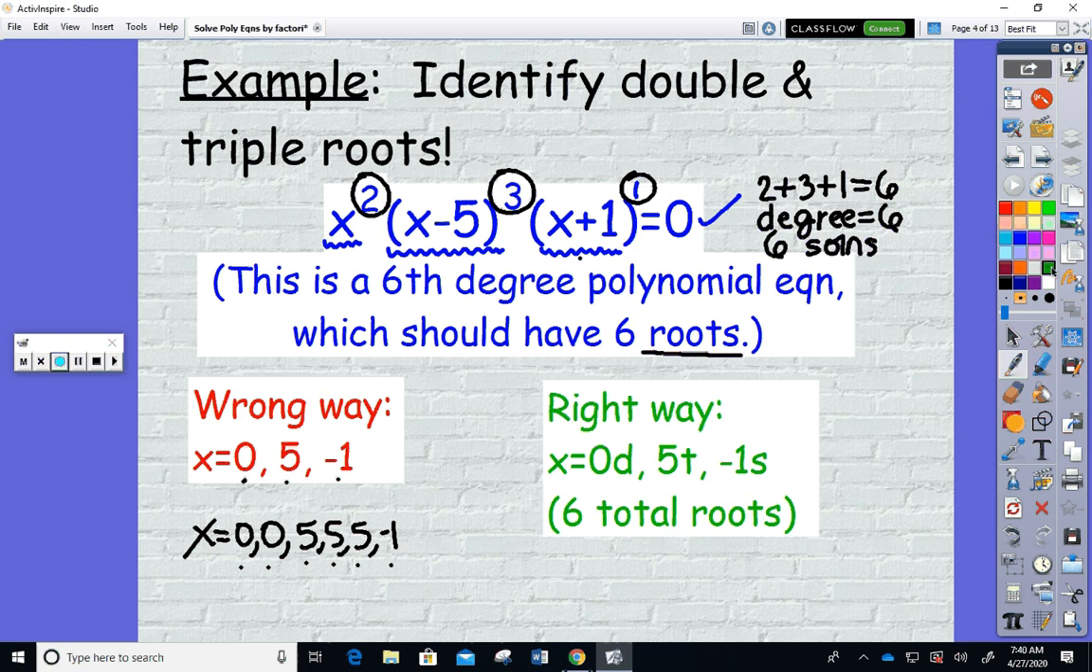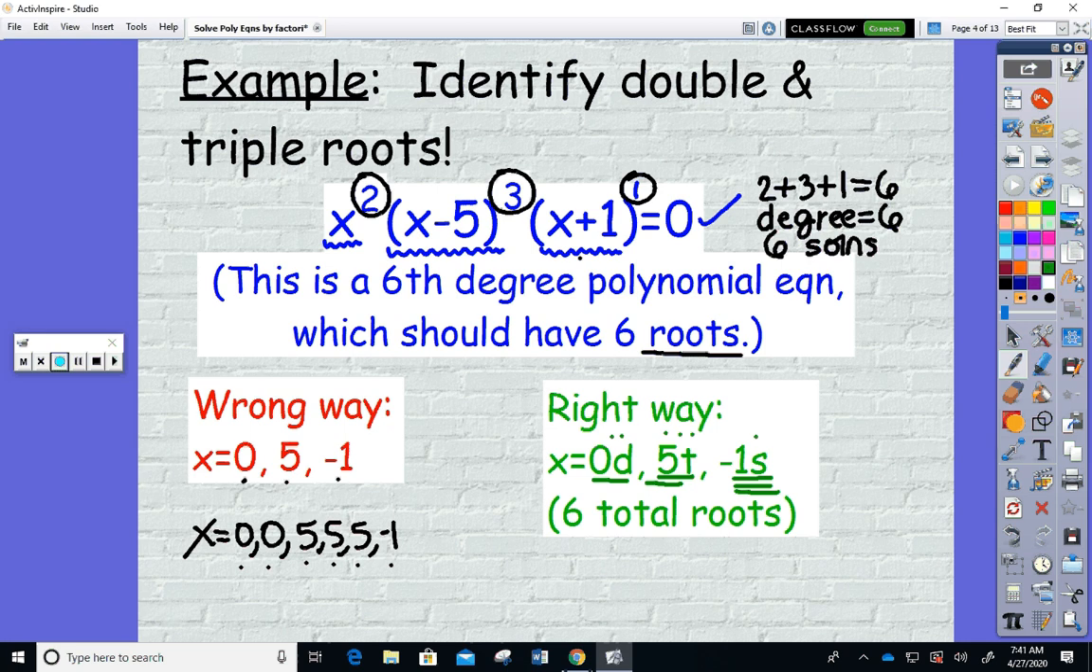If 0 is an answer twice, I call it a double root. If 5 is an answer 3 times, I call it a triple root. And then if -1 is an answer once, it's a single root. Normally I don't write the S's by single roots, but if I write a D or a T, then you know it's a double or triple root. If there's nothing beside it, it's understood to be a single root. But that way, when you count, you can see it's 1, 2, 3, 4, 5, and 6. I should have said 1, 2 on the 0 part.